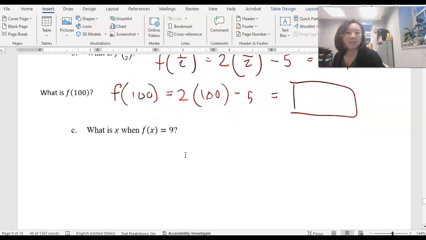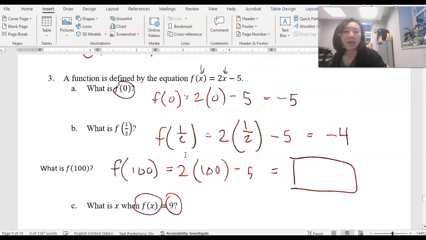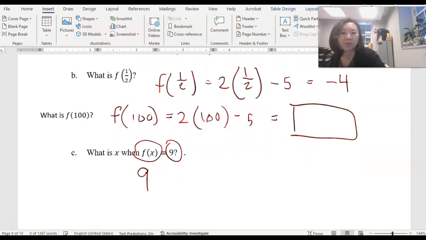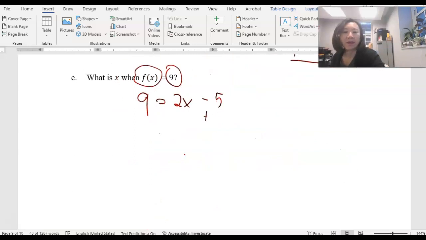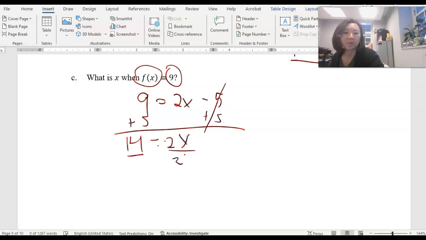And then our last piece is what is x when f of x equals 9? So when f of x equals 9, I'm replacing f of x with 9. So 9 equals 2x minus 5. If I add 5 to both sides, I'll get 14 equals 2x. This cancels out. Divide both sides by 2, x equals 7.